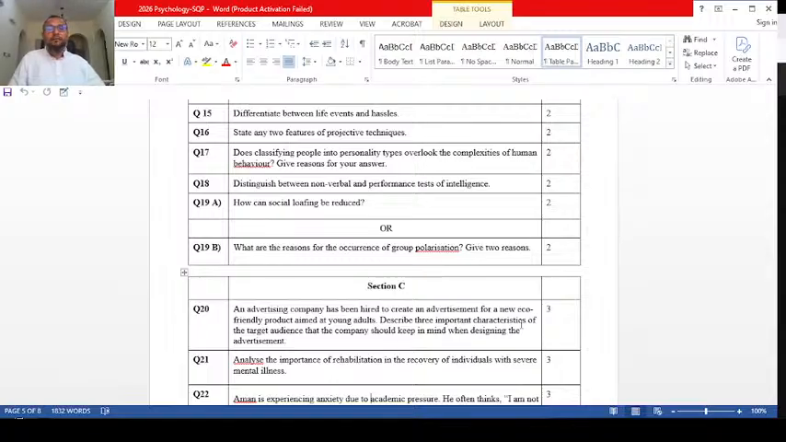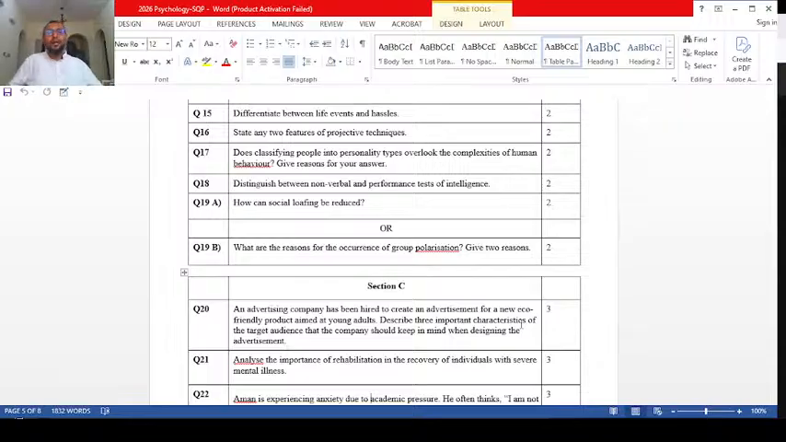What are the reasons for the occurrence of group polarization? First, what is group polarization? Continuous, constant interactions among the members of a group lead to extreme cohesiveness. Extreme cohesiveness leads to groupthink, where the entire group will think in the same way. And the outcome of groupthink is group polarization.